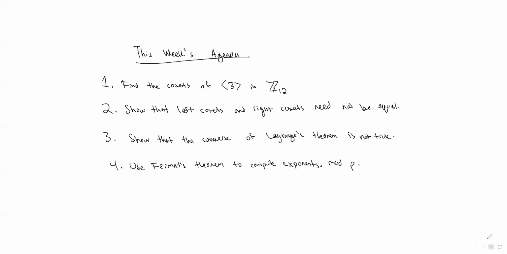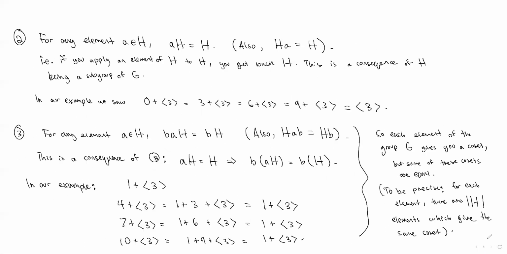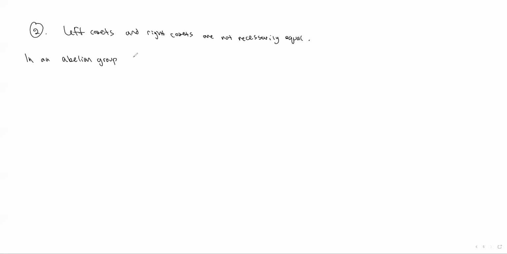Okay, so that's all there is to this example, but it's a good segue to point 2: left cosets and right cosets are not necessarily equal. That's something we didn't see in this example because it's an abelian group. So in an abelian group, they are equal.